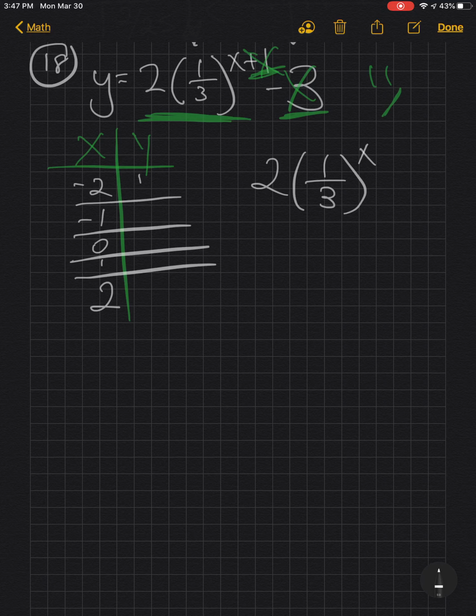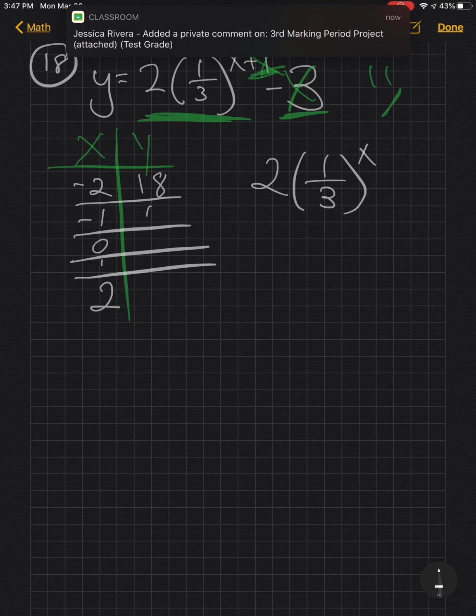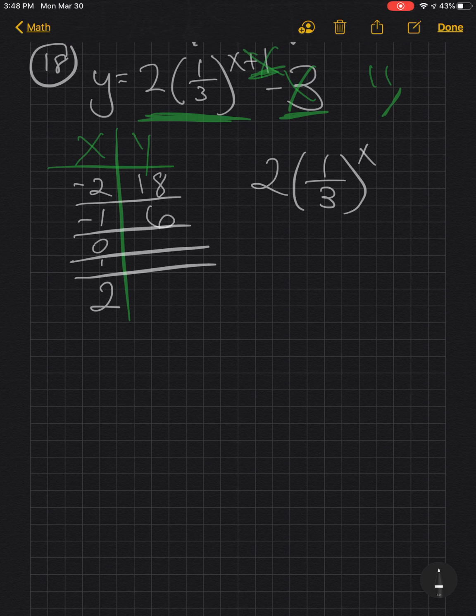So this should have given you 18. This should have given you 6. 0 should have given you 2. 1 should have been 2/3. And 2 should have been 2/9.